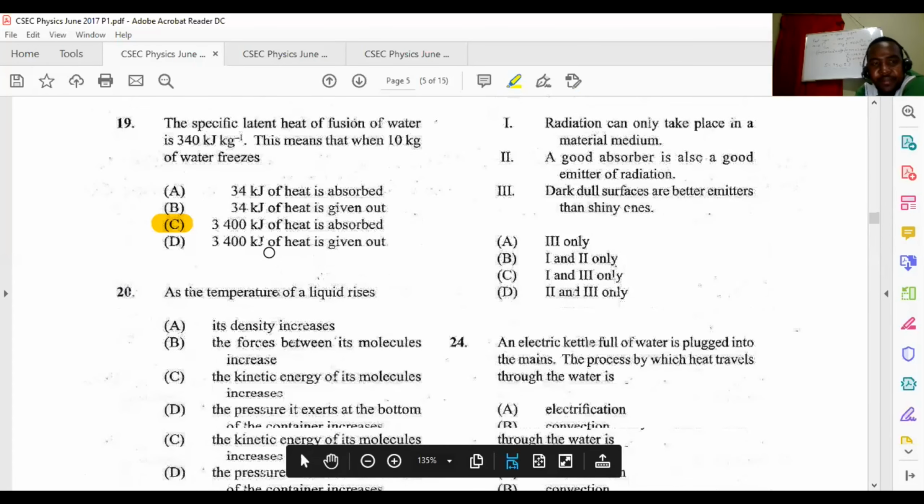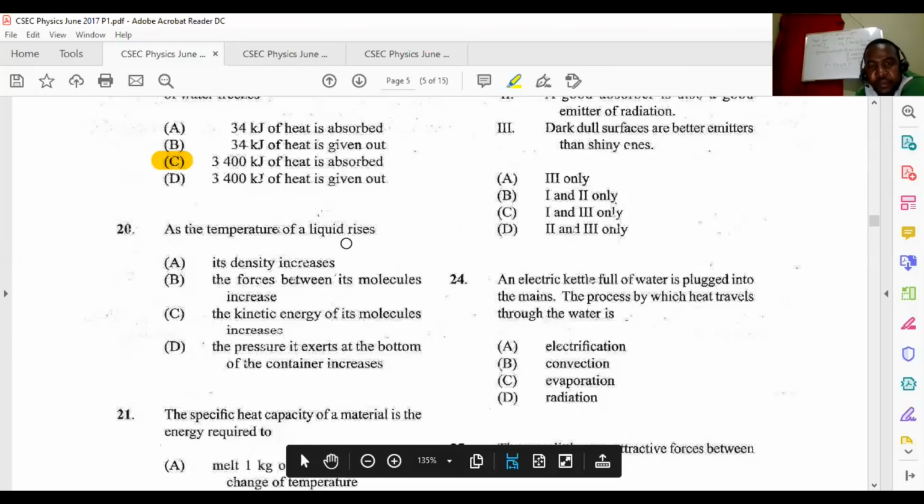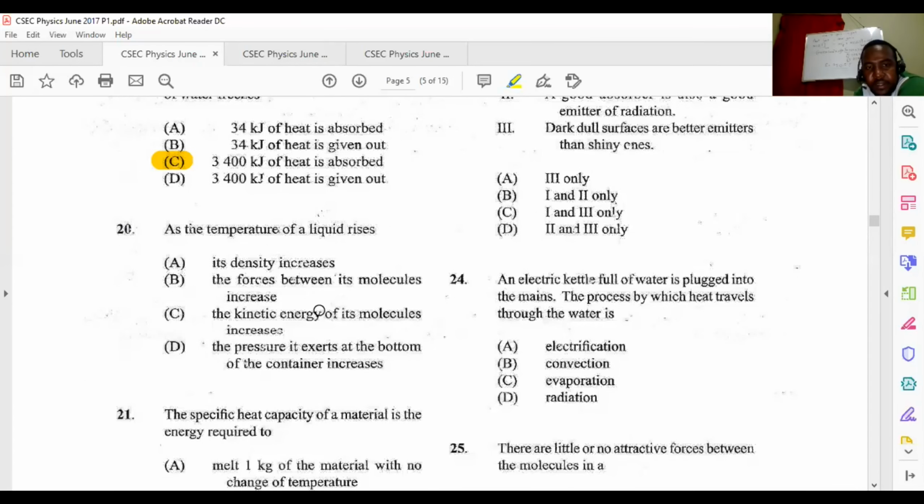All right, 20. As the temperature of a liquid rises, what changes? C, the kinetic energy of its molecules increases. Great, so that is correct. Remember, increase in temperature would cause them to get more energy, so they will start moving faster. Moving faster would mean that your kinetic energy increases.